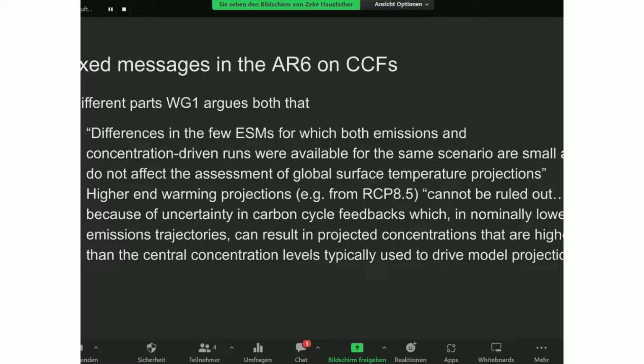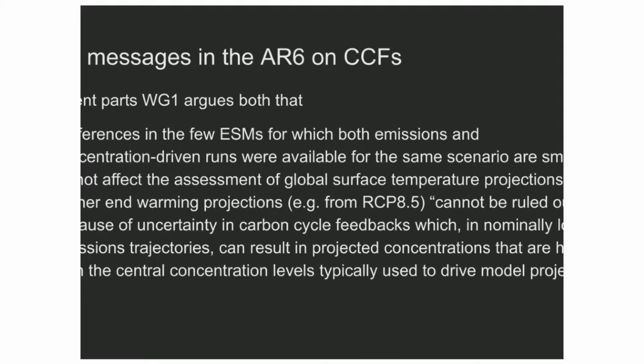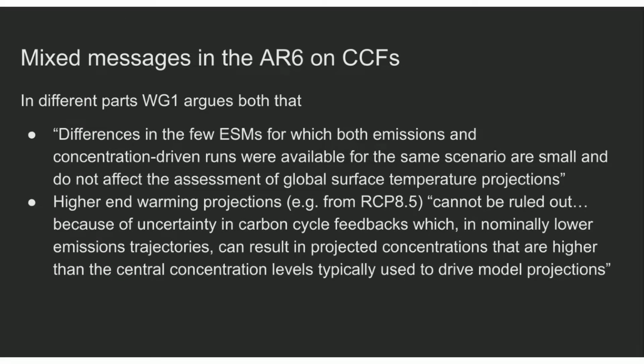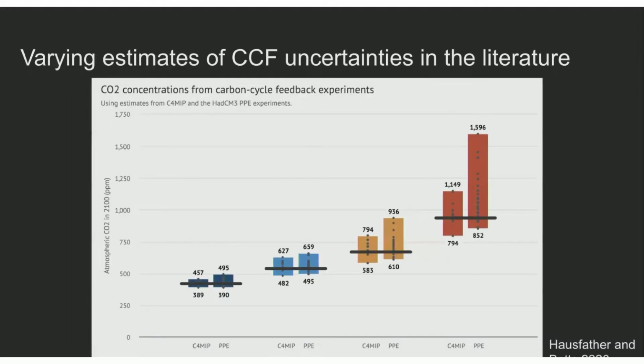from scenarios like the 8.5 one, cannot be ruled out because of uncertainties in carbon cycle feedbacks, which in nominally lower emissions trajectories can result in projected concentrations that are higher than the central concentration levels typically used to drive model projections. In other words, in one part, it's argued that these carbon cycle feedbacks have relatively minor effects on surface temperature projections, and in another, it's essentially argued that we can't rule out very high-end warming scenarios and high-end concentration scenarios because of these carbon cycle feedback uncertainties. So we wanted to look at this problem through a number of different lenses, and one of those was using some emulators like FAIR to assess the uncertainties here.